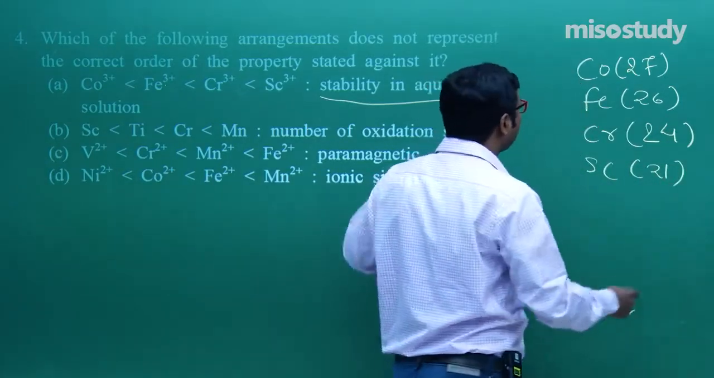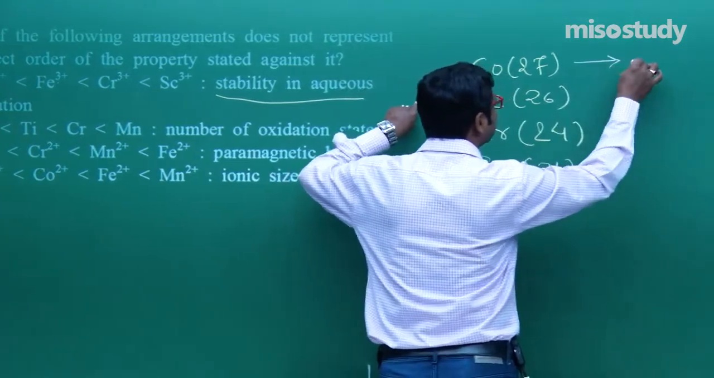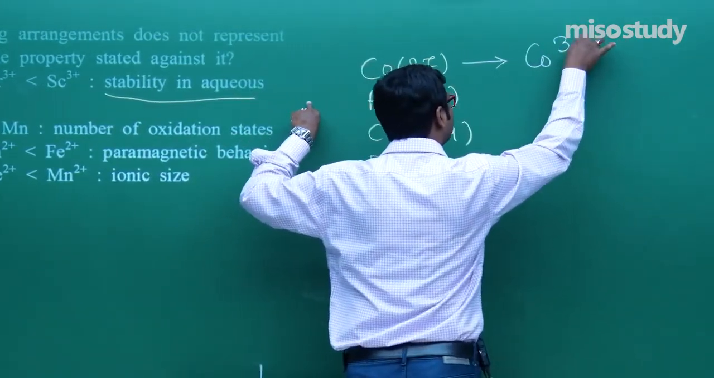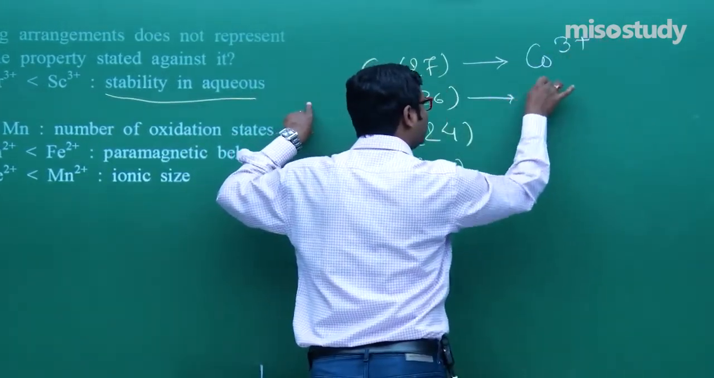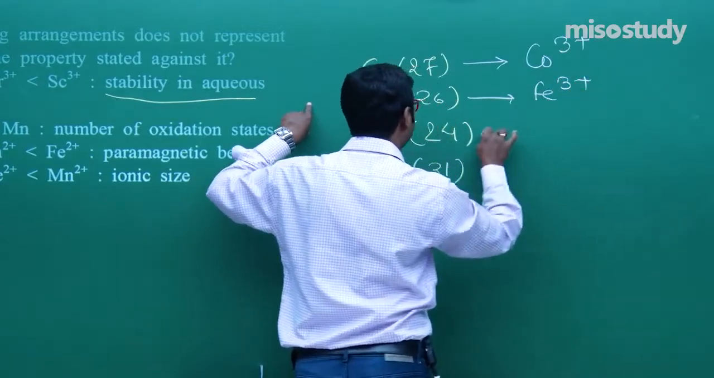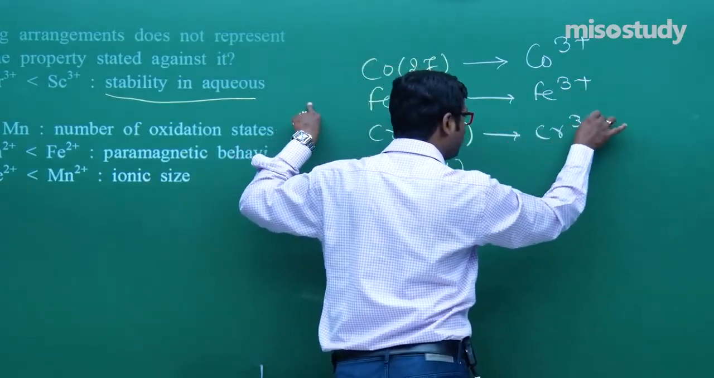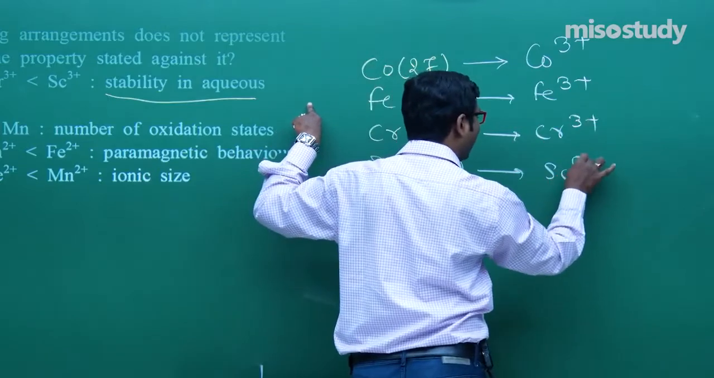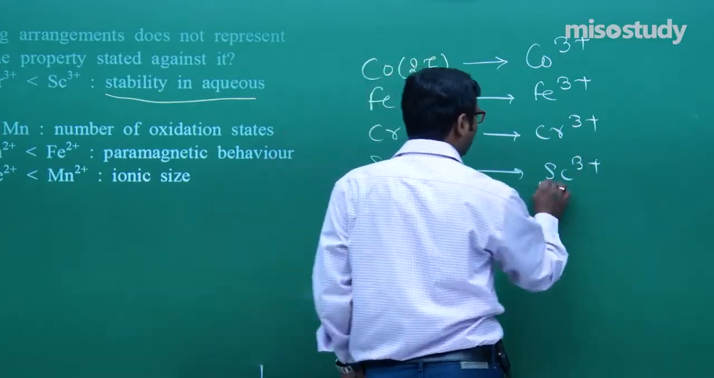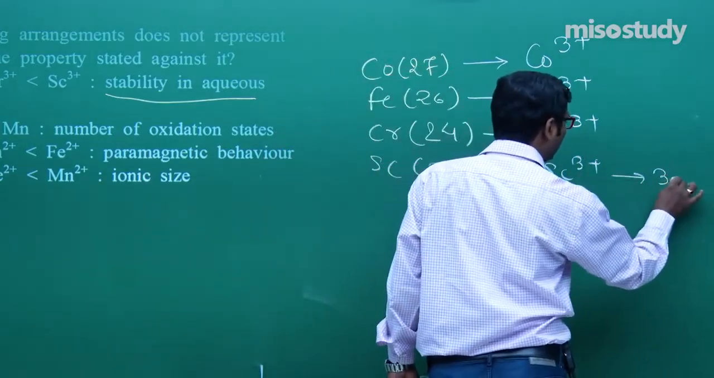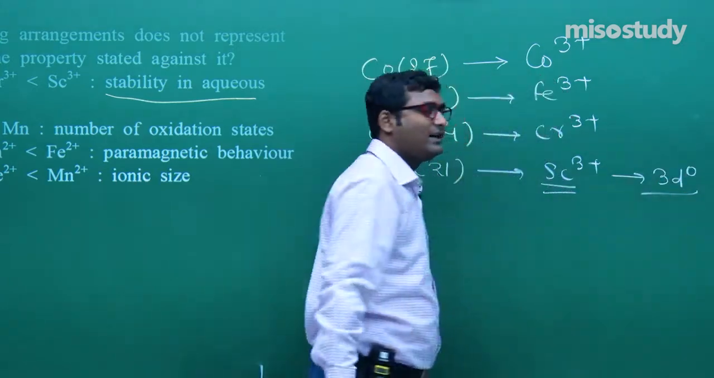What is the general electronic configuration? That is cobalt 3+, it loses 3 electrons. Here is Fe3+, it loses 3 electrons. Chromium 3+, it loses 3 electrons, and scandium 3+. In the case of scandium 3+, the electronic configuration is finally 3d0.